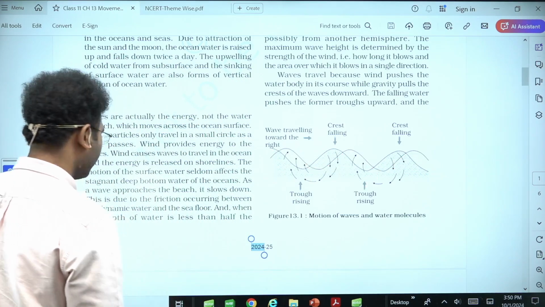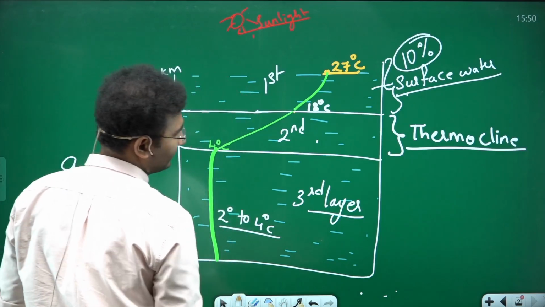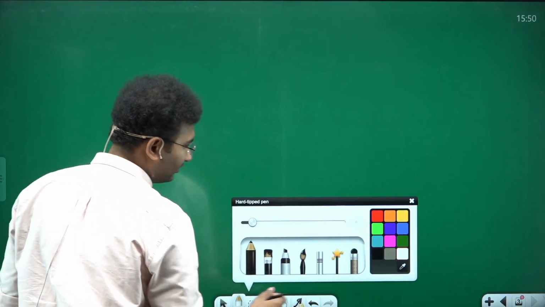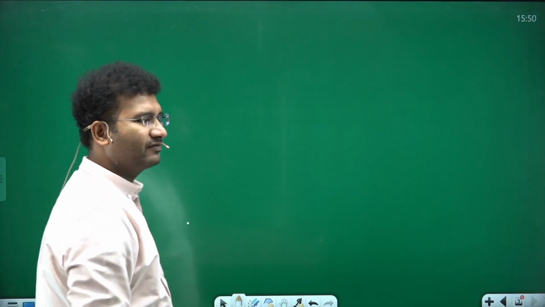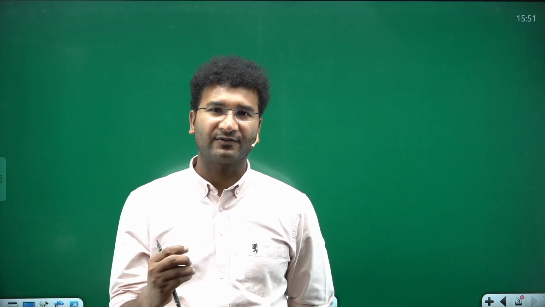Now let me show you how the water moves in a wave. But tell me, what is a wave exactly? What is a wave? Wave is considered to be the transfer of energy.